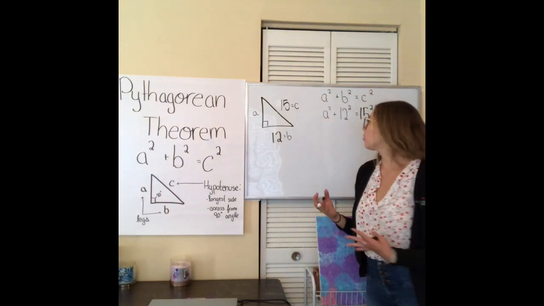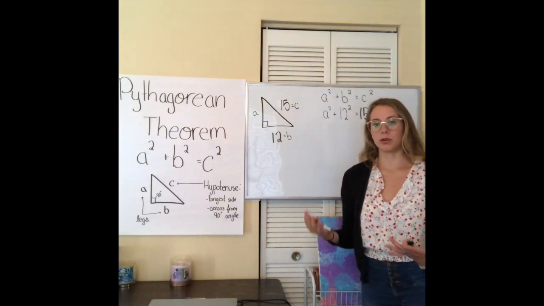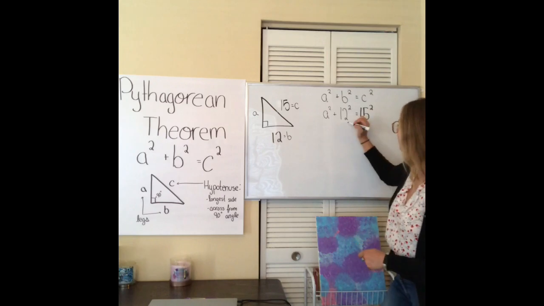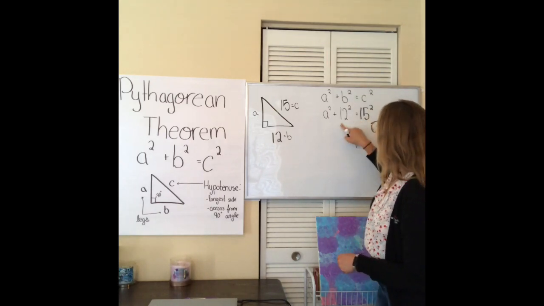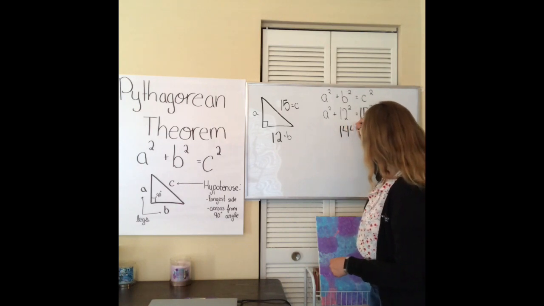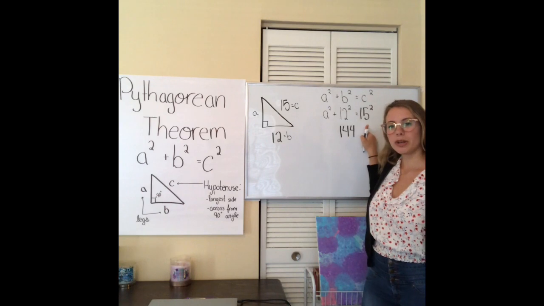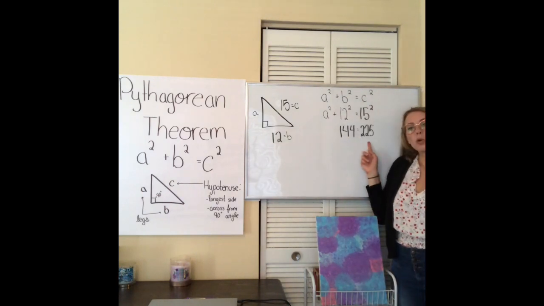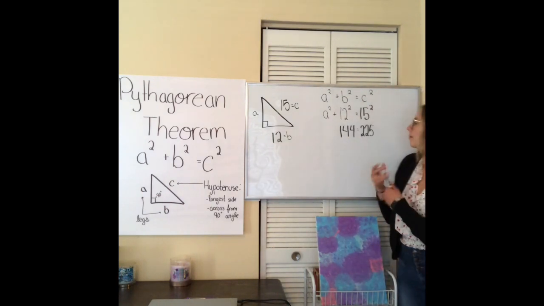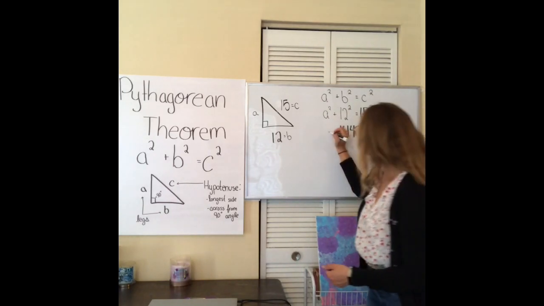And now what I need to do is multiply, because with our order of operations, our exponents come first. So this is going to be 12 times 12, which is 144. This one is 15 times 15, which is 225. And then I'll carry down my A squared.